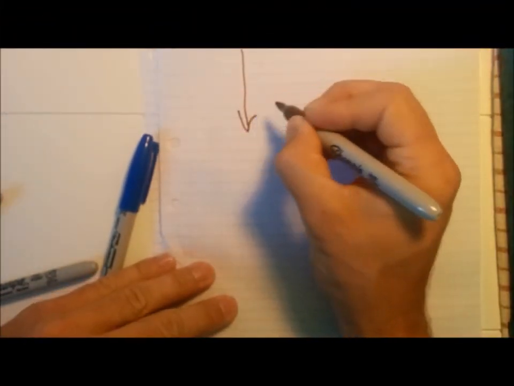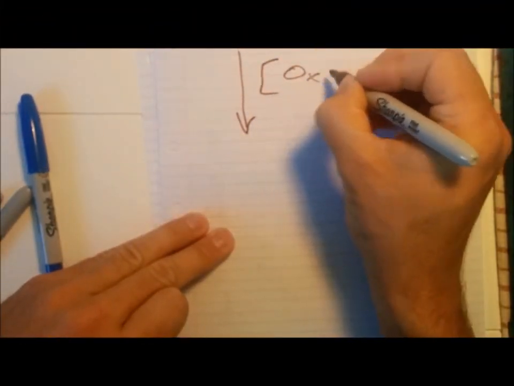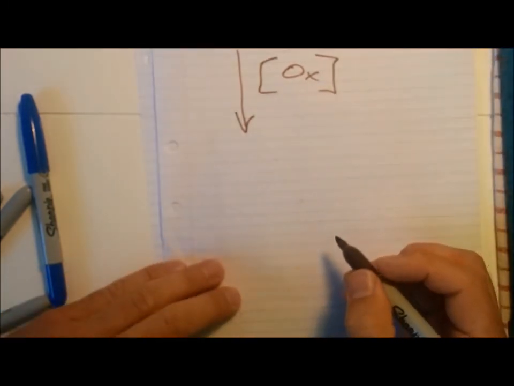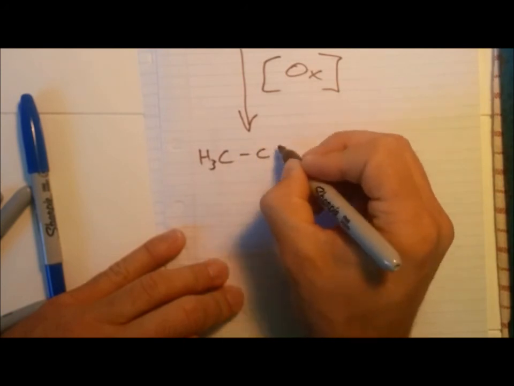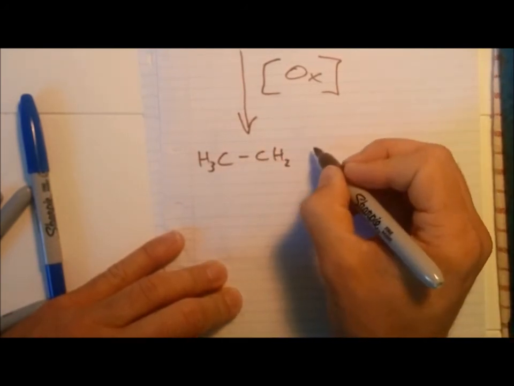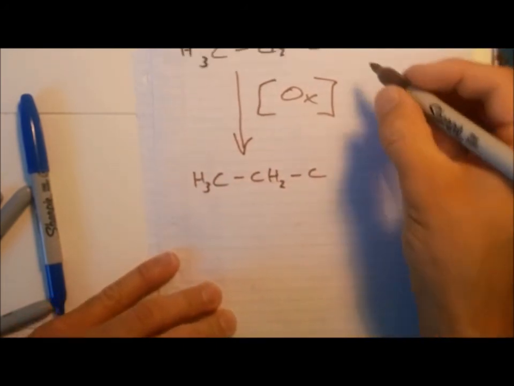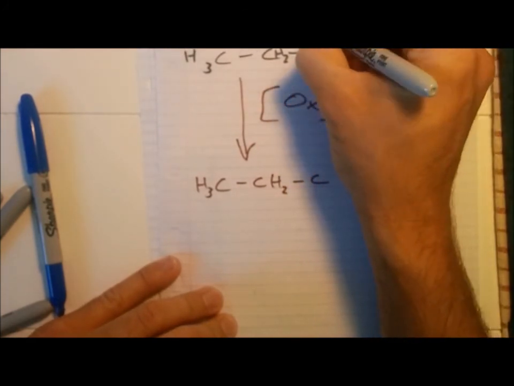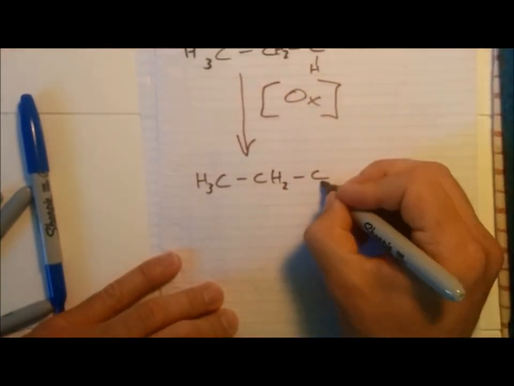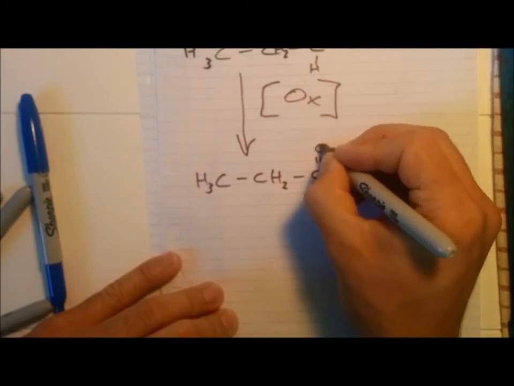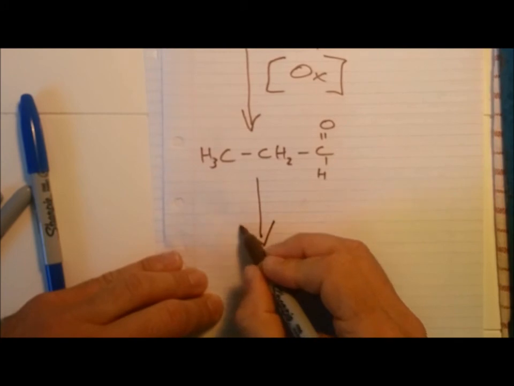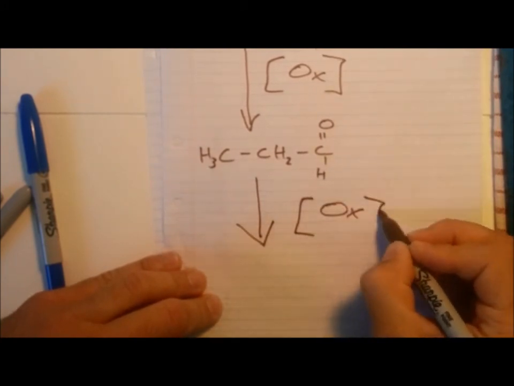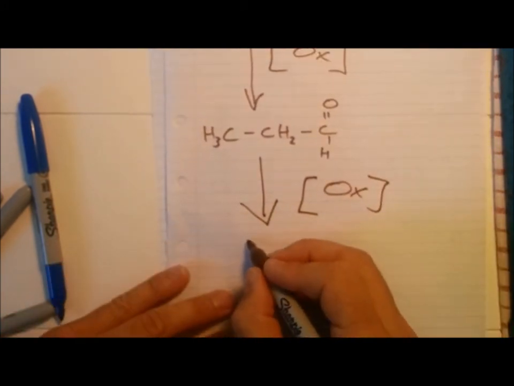The final one is the two-step. So we'll react it with our oxidizing agent, same as in the first reaction. We'll get, see, I forgot the H's there. So that is our first reaction. And when it continues to react, we end up with the carboxylic acid.